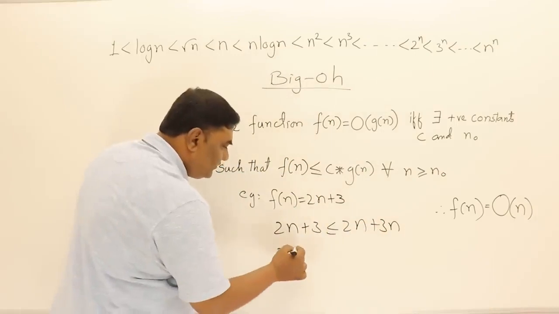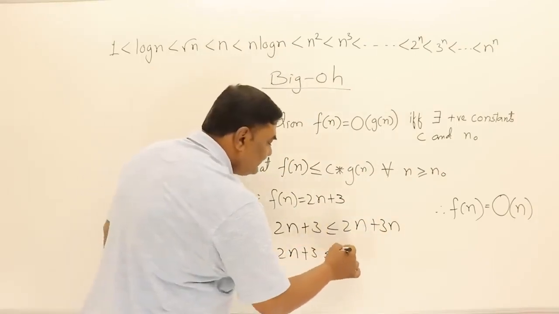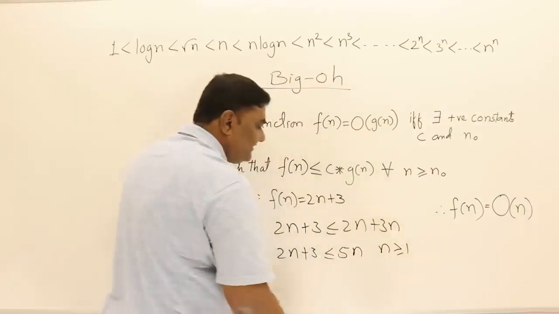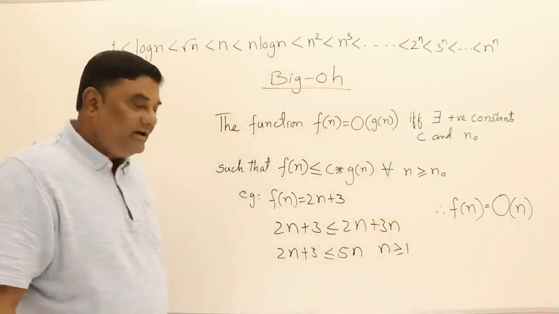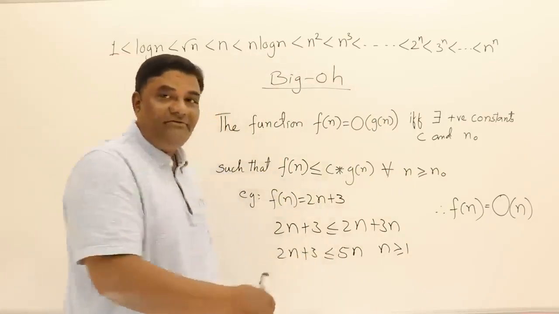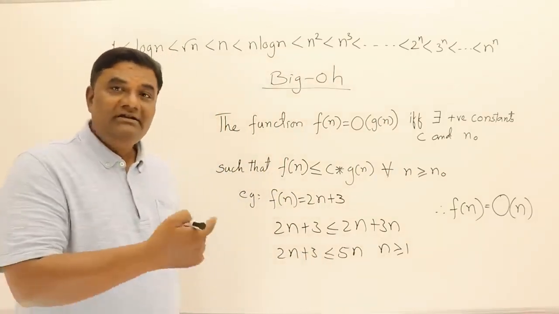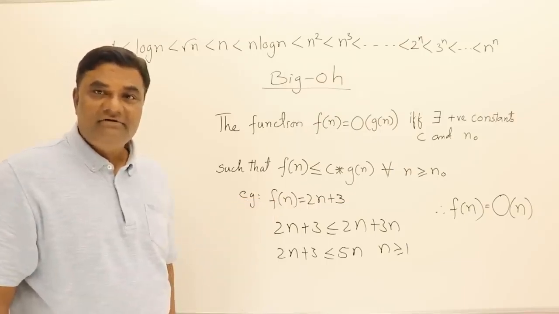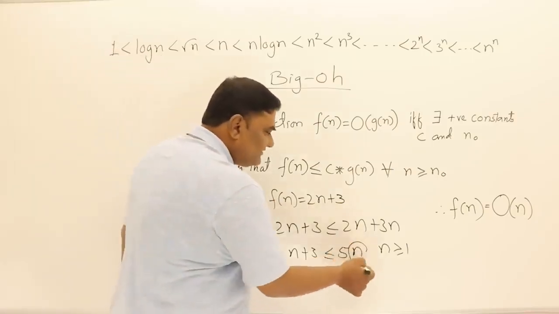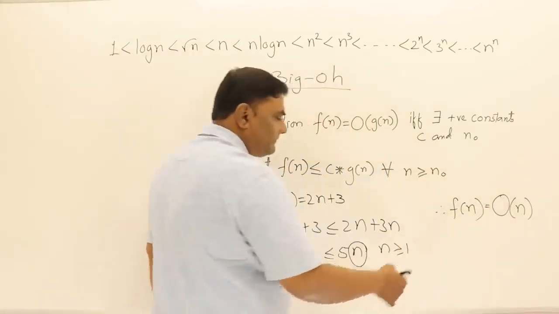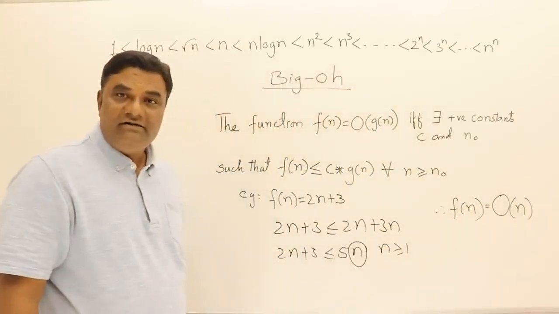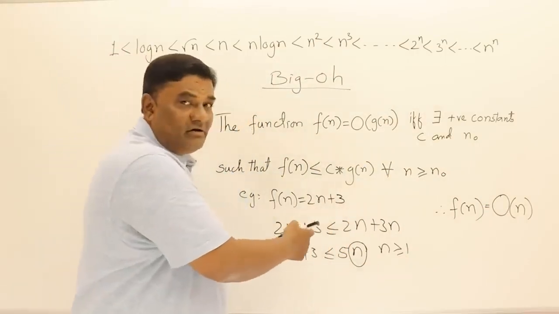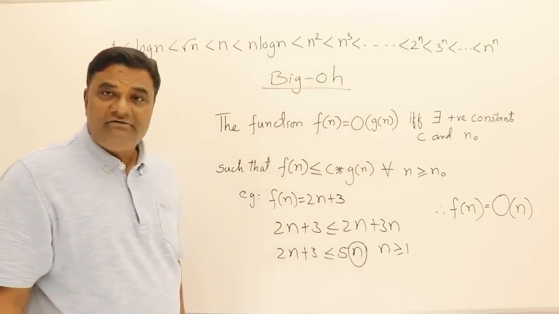So 2n plus 3 is less than or equal to 5n, and this will be true for all values greater than or equal to 1. If I put 1 there, both sides will be 5, they are equal. If I put any other greater value of n, then definitely 5n will be greater. So that's it. Again, this is g of n, and f of n is big O of n. A simple method to get this function is to make all these terms multiples of n.